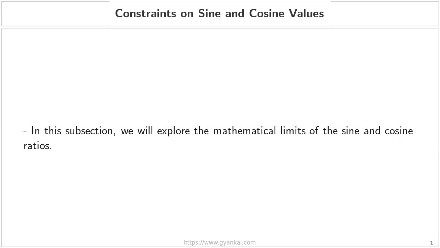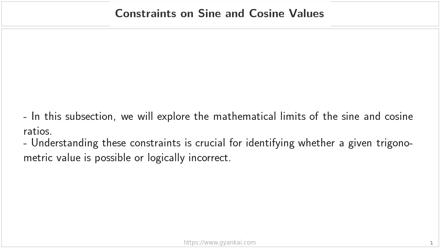Welcome, everyone. Today, we are beginning a new subsection where we will explore the mathematical limits of the sine and cosine ratios. You might wonder why we need to study these limits. Well, understanding these specific constraints is absolutely crucial. It allows you to look at any given trigonometric value and immediately identify whether that value is mathematically possible or if it is logically incorrect.